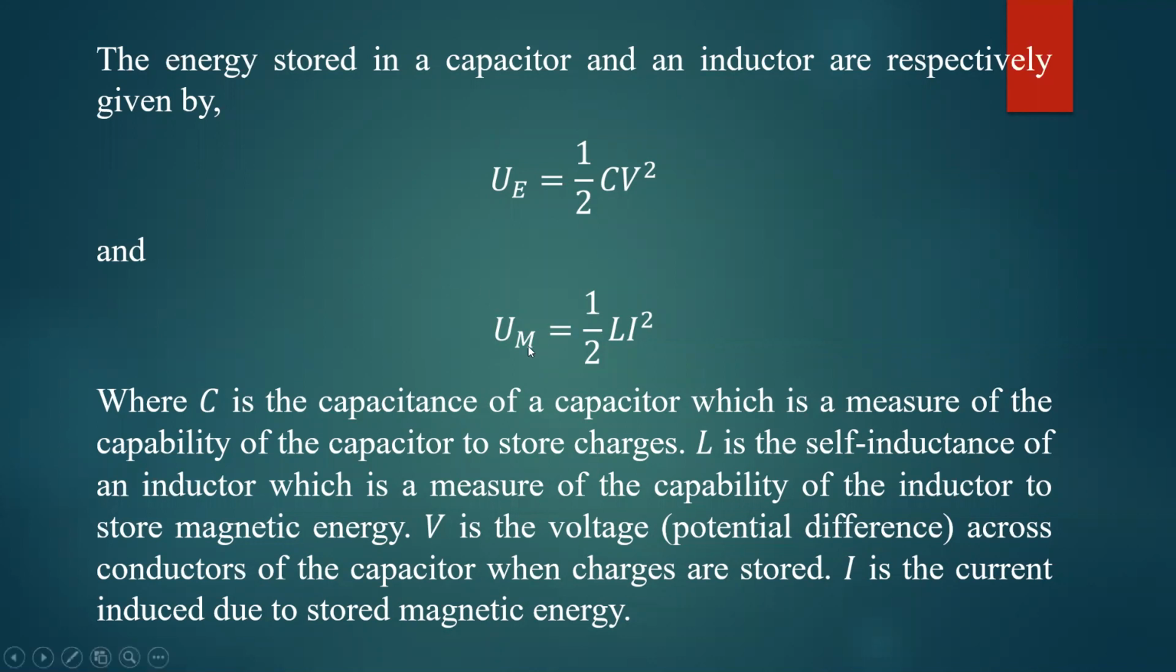Okay. Then what is the energy stored in the inductor? It is given by half Li square. Okay, where L is the self-inductance of the coil and I is the electromagnetic induced current. It is a current induced due to the magnetic field. Okay, so half CV square, it is the energy stored, and half Li square is a energy stored in the inductor. Okay.